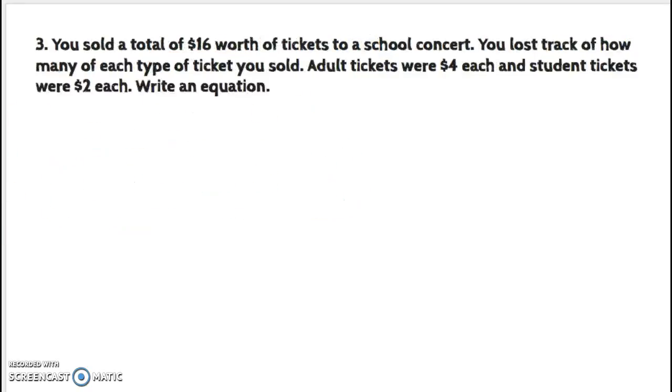All right, you sold a total of $16 worth of tickets to a school concert. So right there, total of $16. You lost track of how many of each type of ticket you sold. Adult tickets were $4 each, and student tickets were $2 each. Write an equation for this. So again, in standard form, this is what it needs to look like.